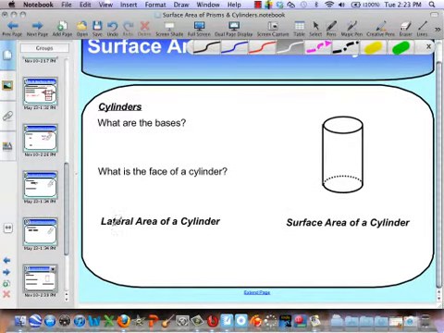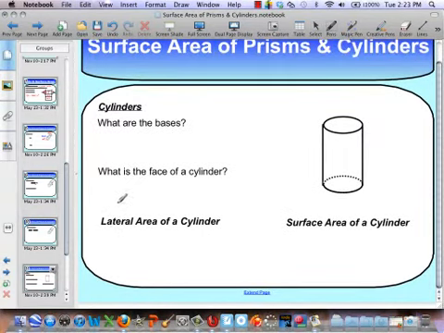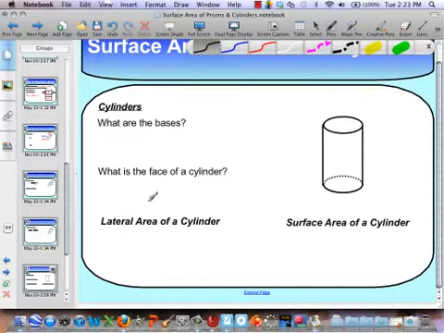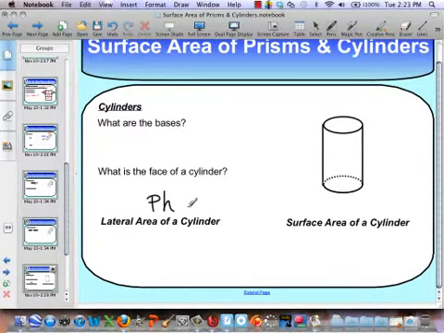From the lateral area of a prism, it's still Ph. Sorry. But yet, what's the perimeter of a circle called? Circumference. What's the formula for circumference? 2 pi r. 2 pi r.